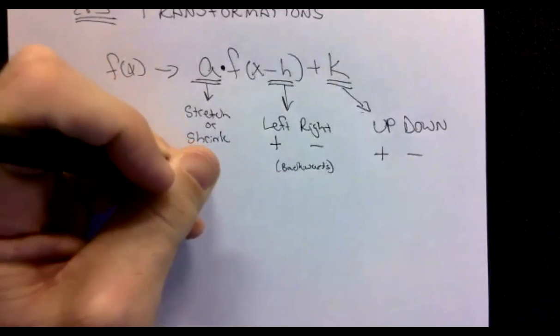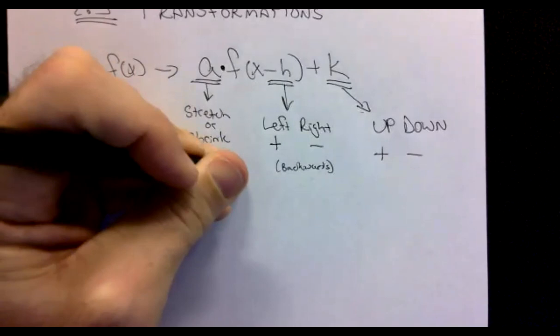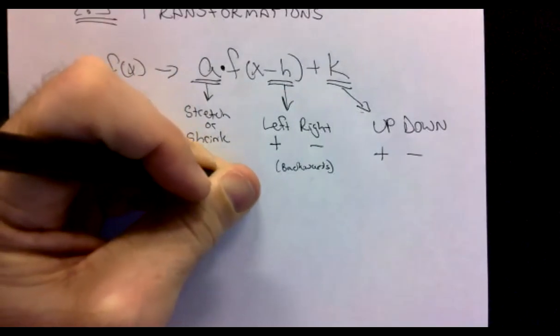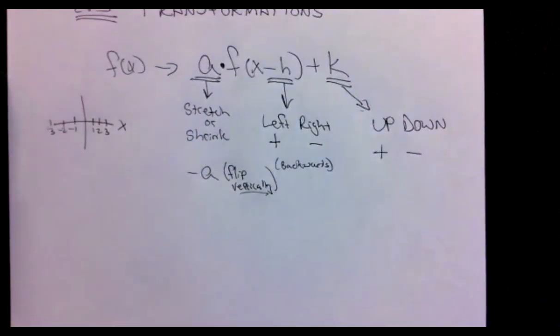And if this a value happens to be negative, that's going to flip your whole graph vertically. That says vertically. My handwriting is terrible. That says flip vertically.